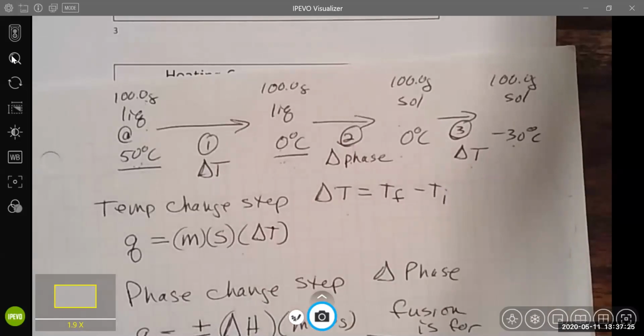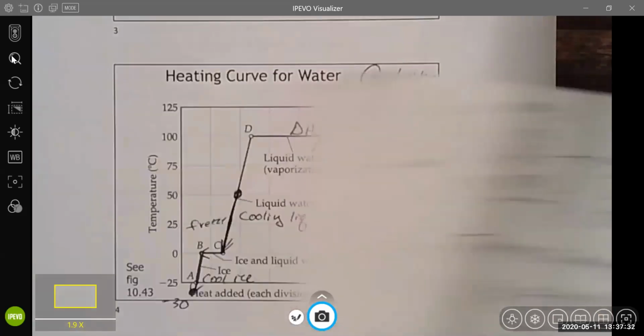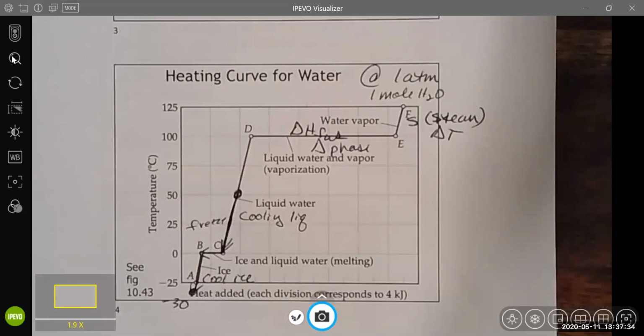So there's more of these to try in the homework. There's another one in the practice questions. So make sure you try those and you can do those. There'll for sure be one of those on the next exam, some type of calculation of energy off of a heating curve.